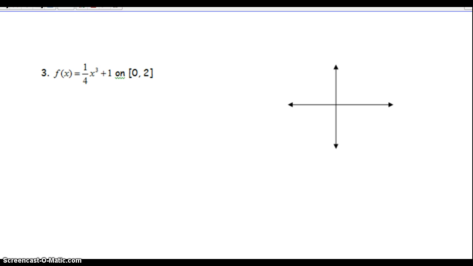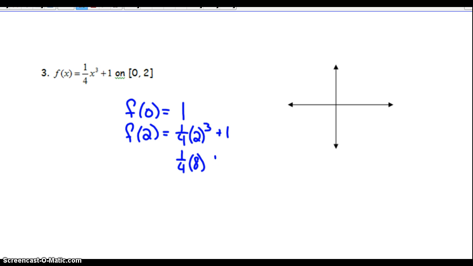So I had to go back and read my directions. So yes, since it is a continuous and differentiable function, we're going to find the values. So first thing you will do is plug in 0. f of 0 is going to give me 1, right? Plug in the 0, that would take care of that. f of 2, a little more math here. 2 cubed plus 1, so 1/4 times 8, so I have 2 plus 1 is 3.